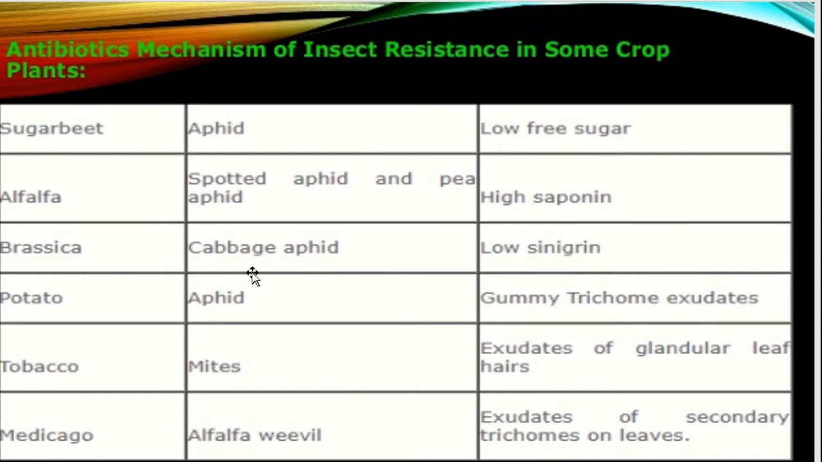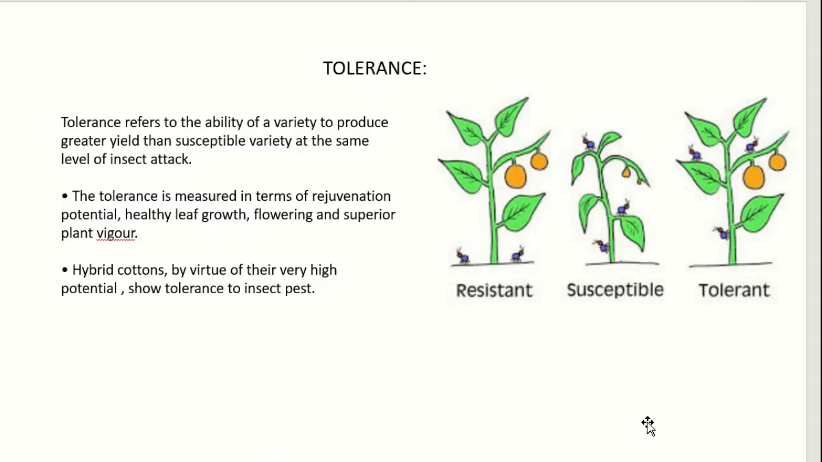For brassica against cabbage aphid, low cyanigrine is an antibiosis mechanism. For potato against aphid, gummy trichome exudates is an antibiosis mechanism. And for tobacco against mites, exudates of glandular leaf hairs is again an antibiosis mechanism. Okay, and there are other examples for other crops also. These are a few of the many examples.